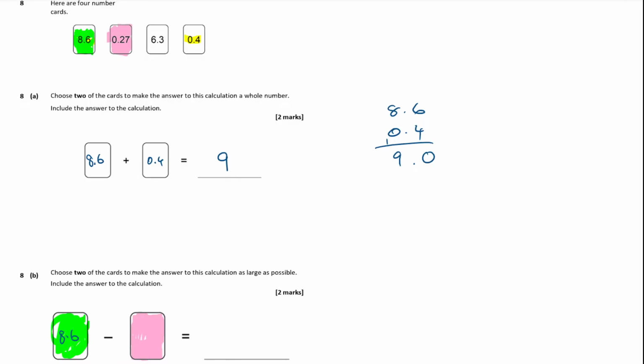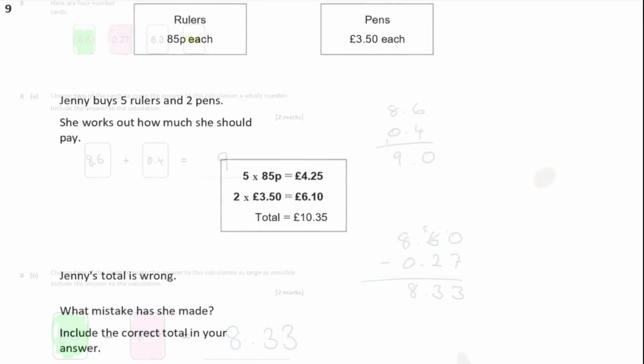So if I then take away 0.27, I should get the largest value I can get. Okay, what is 8.6 minus 0.27? Don't forget to line up your decimals. And I'm going to add an extra 0 in here so then my columns match. 0 take away 7 can't do, it's going to have to borrow 1. So that's going to become 5, that's going to become 10. 10 take away 7, that's 3. 5 take away 2, that is 3. And 8 take away 0, that is 8. So it's going to be 8.33.